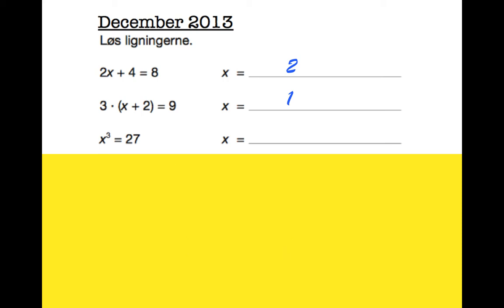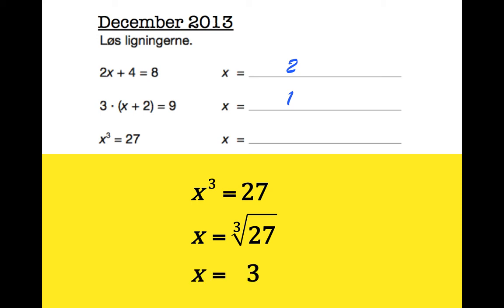Now the next one, x cubed equals 27. So that means that x is the cube root of 27, the number that when you multiply by itself and by itself again will give you 27. Now that's 3, because 3 times 3 times 3 gives you 27.